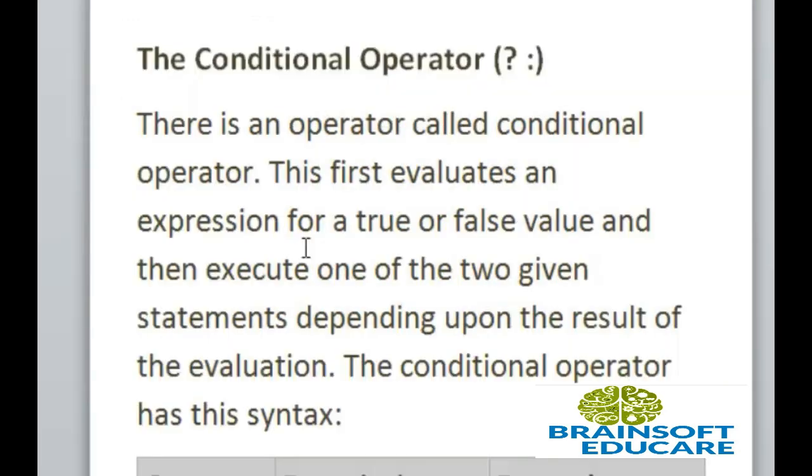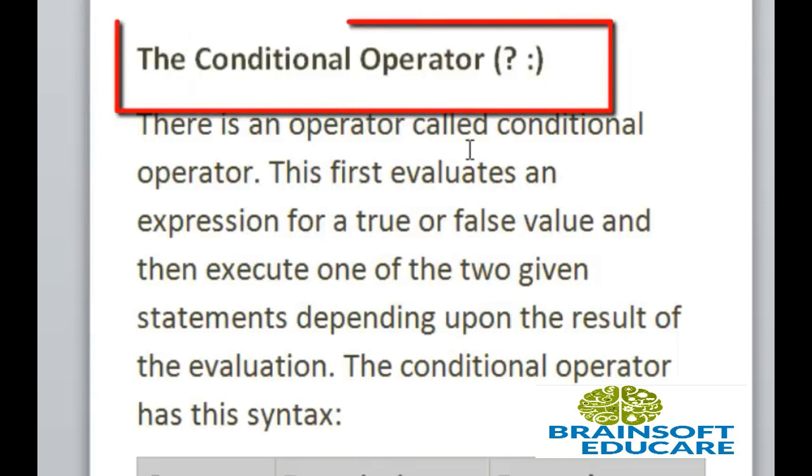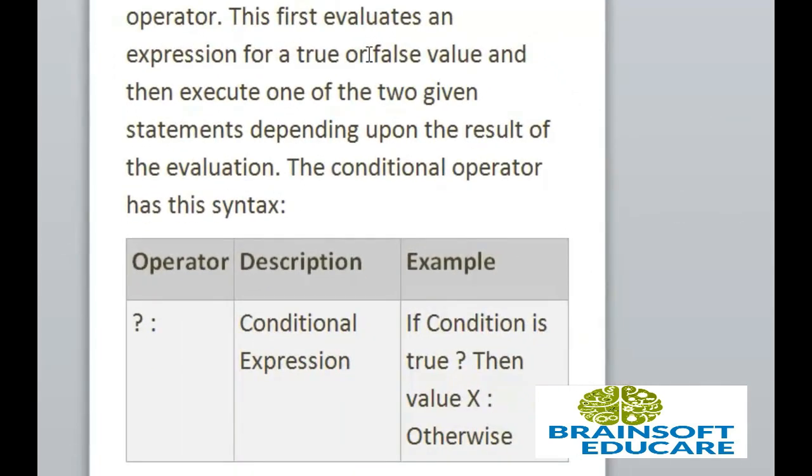Next, the conditional operator. There is an operator called the conditional operator. It first evaluates an expression for a true or false value and then executes one of the two given statements depending upon the result of the evaluation. We will learn this through examples so it will clear your idea.